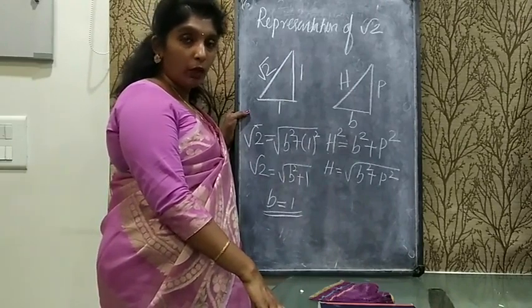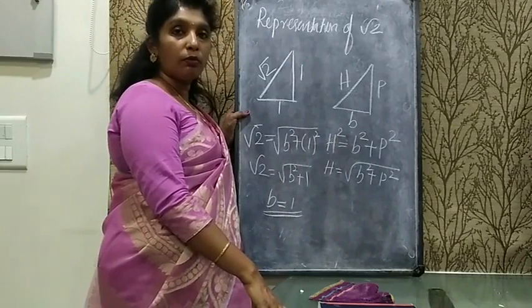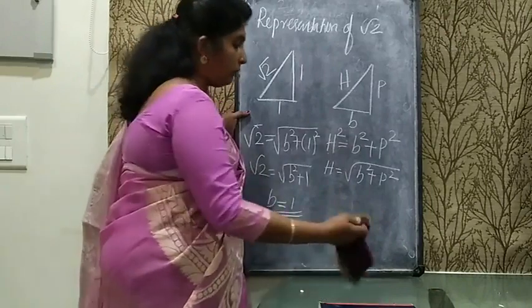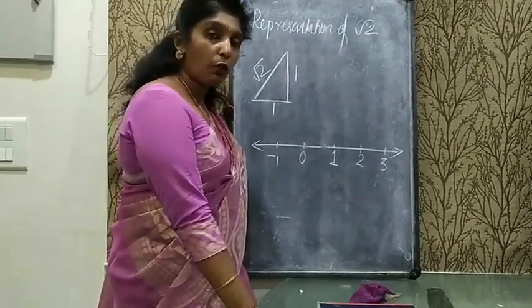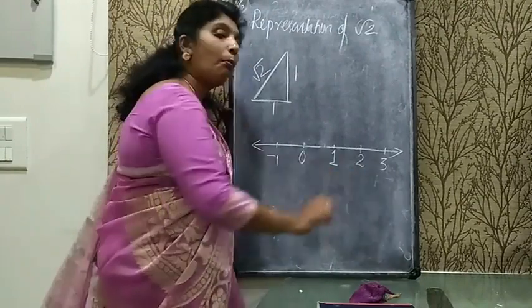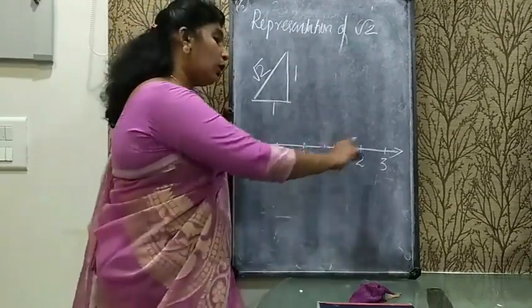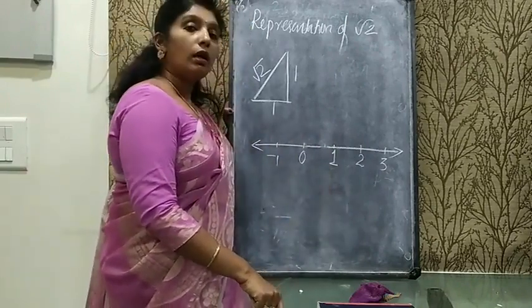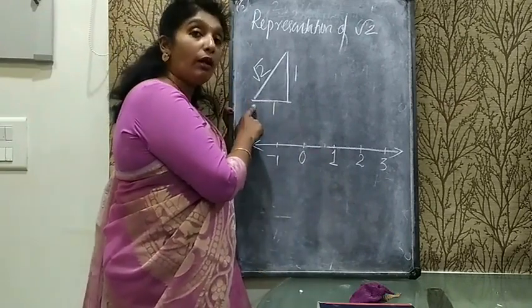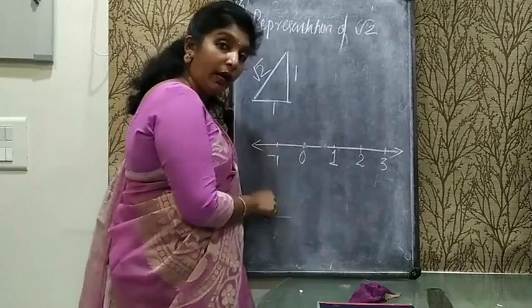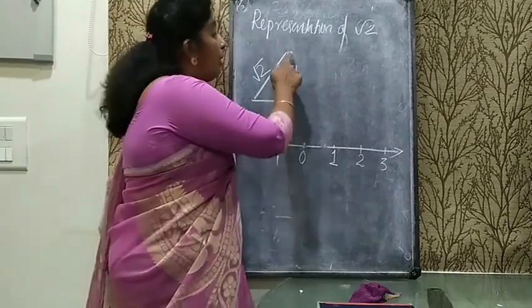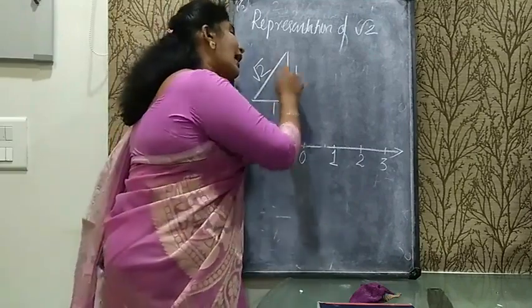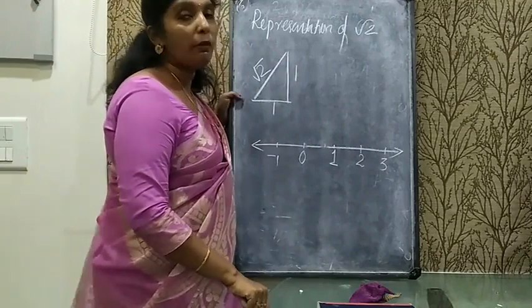Got it? Okay? So how to draw? That I will show on paper also. For representation of root 2 on a number line, first you need to draw a number line. For that I draw one line. In that I mark the numbers. Okay. Now we have to draw a right angle triangle in this number line whose base is 1 unit, perpendicular is 1 unit and the hypotenuse is root 2. If we make the base and the perpendicular 1 unit, then the hypotenuse will automatically be root 2.